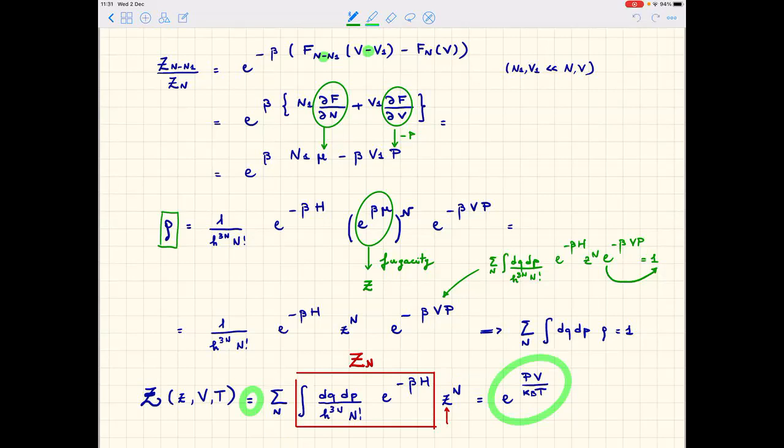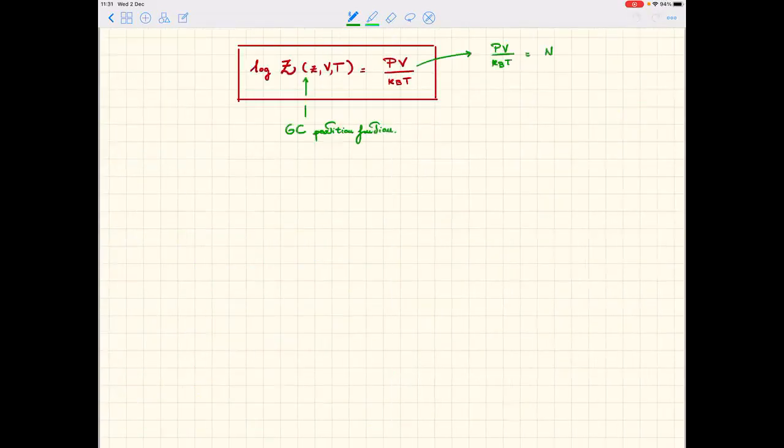Let me now define the grand canonical partition function, this sum over n of Zn, little z to the power n. Why? Because if I'm able to compute this object, I take the log and immediately I will have the ratio PV over KBT. And having the ratio PV over KBT means practically that I will be able to write an equation of state. Okay? Okay.